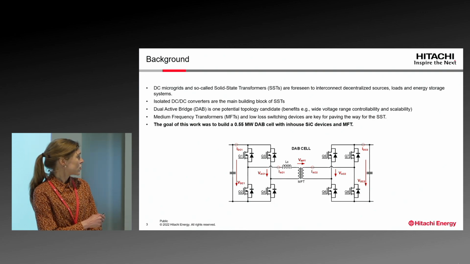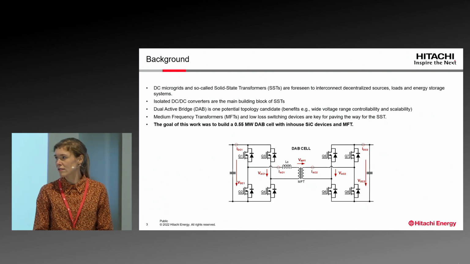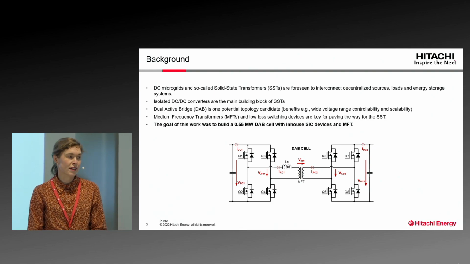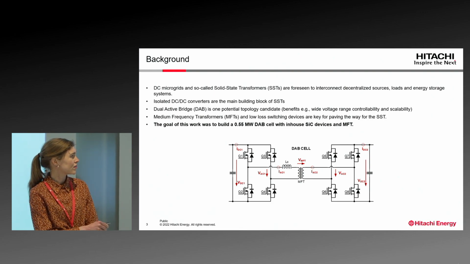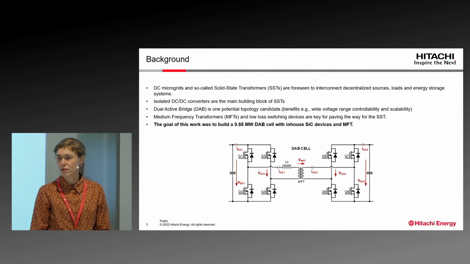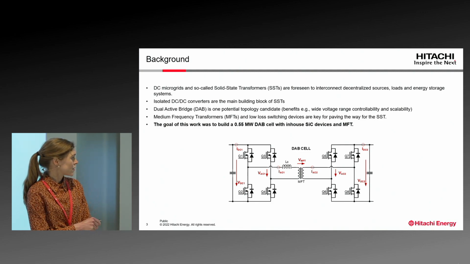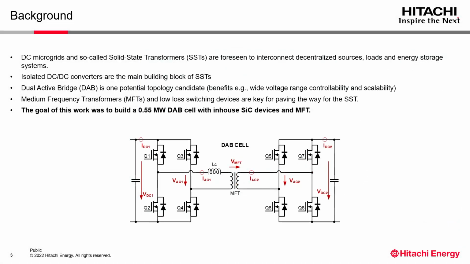The dual active bridge topology is one potential candidate next to resonant topology, so you can also have the LLC topology. But the dual active bridge gives some interesting benefits like wide voltage range controllability and scalability. That's why we focused our work on the DAB topology. You see a schematic of a DAB cell here below. It's well known. We used the basic form of having 2 full bridges, so not a 3-level topology, but we have 2 full bridges connected via the MFT.